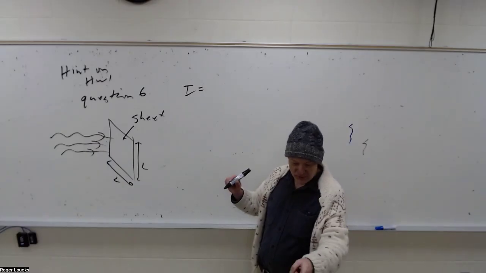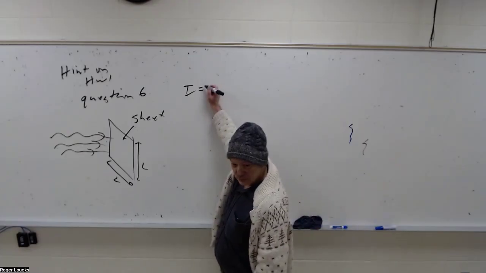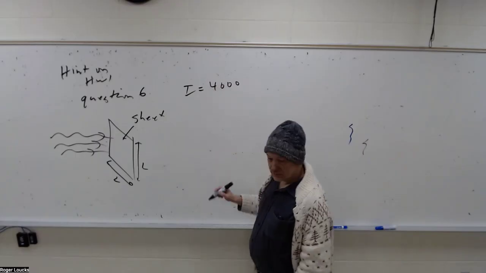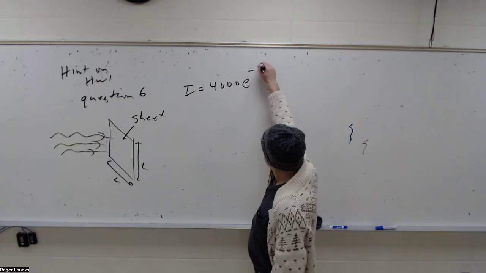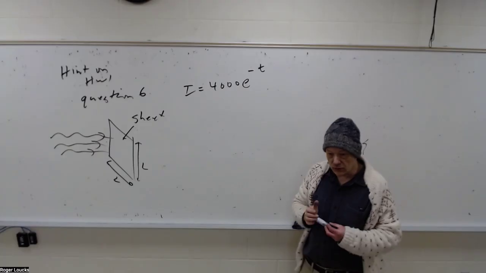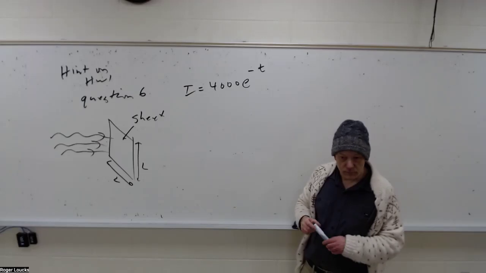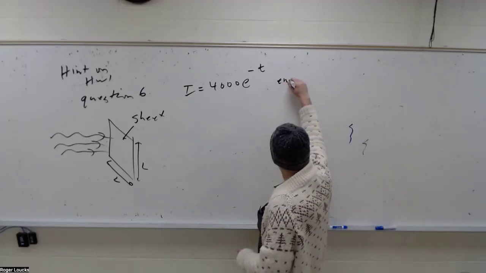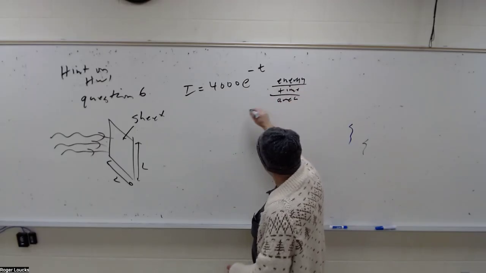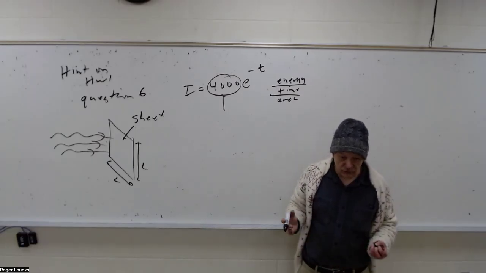Energy. Okay, from the expression, what you said is correct. So this is 4,000 e to the minus t, like that. First of all, let's deal with the units here. What are the units for this? Watts per meter squared. So this is going to be energy per unit time per unit area. So what is this 4,000 measured in? This is all in MKS or SI units.